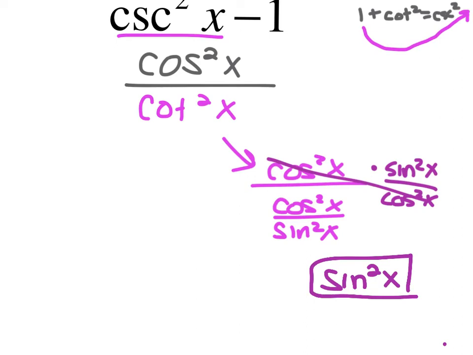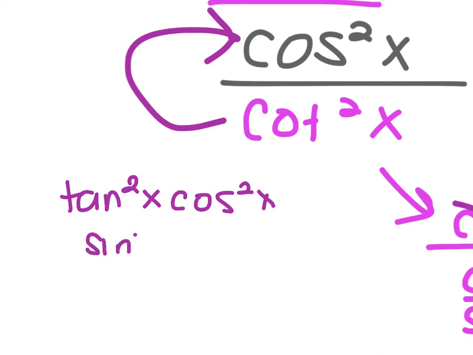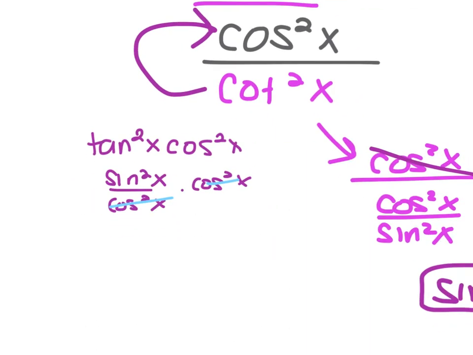The other thing that you can do is that when you have a trig function by itself or being multiplied by another trig function in a fraction, you can't do it if you're adding or subtracting, but you can simply move it from the top to the bottom by making it its reciprocal function. So if I move cotangent to the top and I make it its reciprocal function, this becomes tangent squared times cosine squared x. Tangent is sine squared x over cosine squared x times cosine squared x. And then my cosines cancel and I get sine squared x.